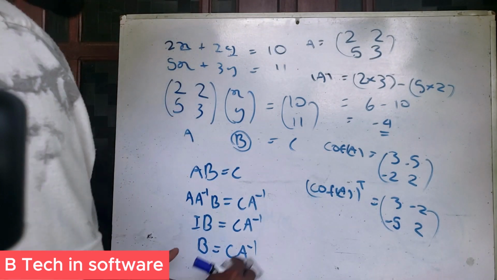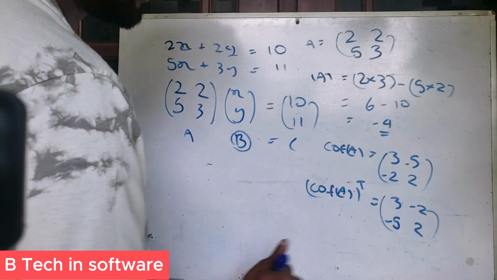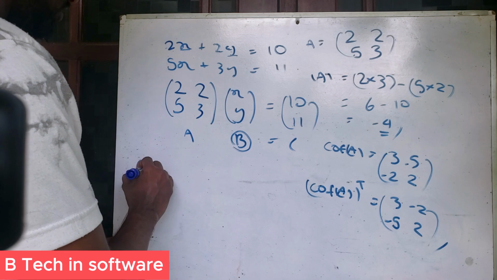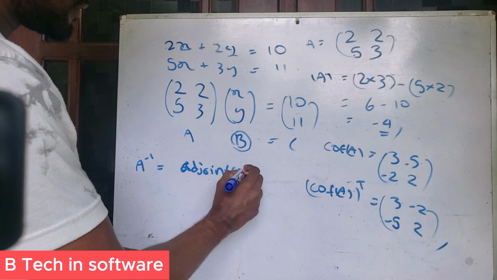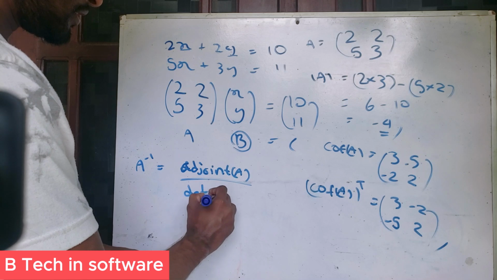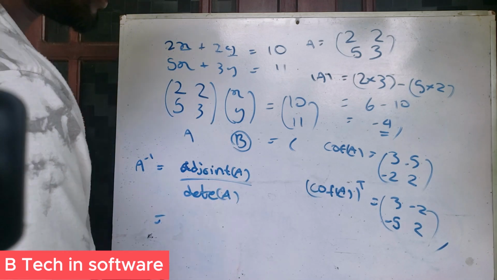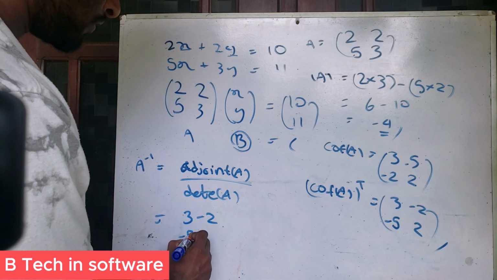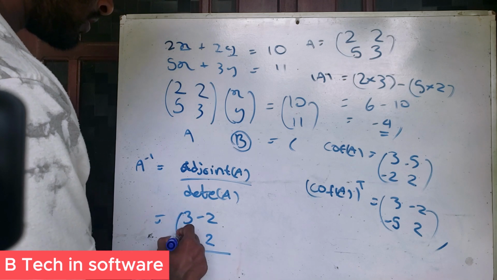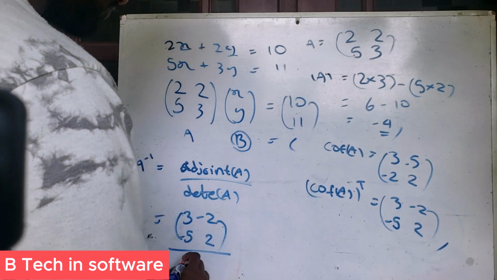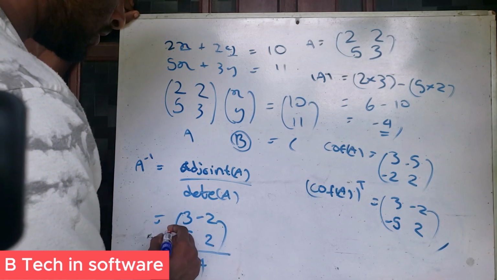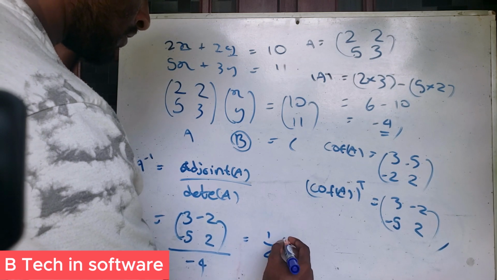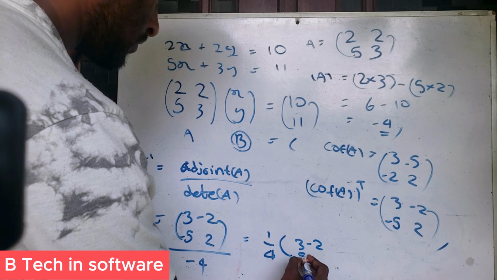Now we can apply these two things to our equation to find A inverse. Adjoint A divided by determinant A. Adjoint A means, now you can see adjoint A, minus 5, 2, and the determinant A is minus 4. Minus 4. We can write this as like this. 4, 1, 3 minus 2, 5, 2.